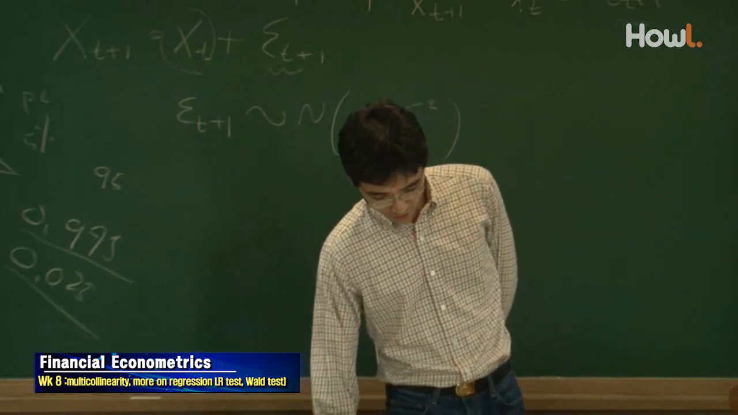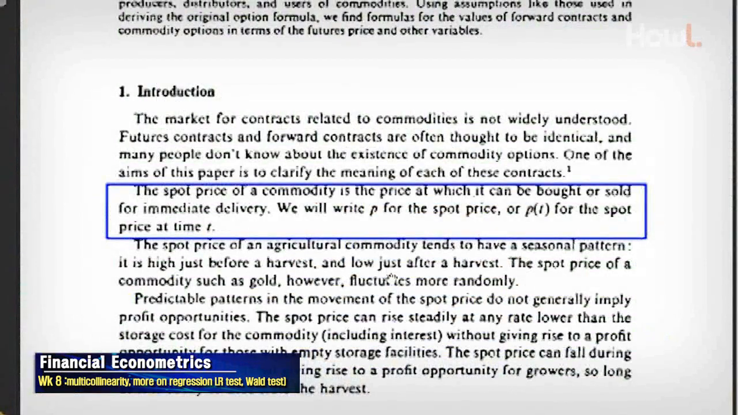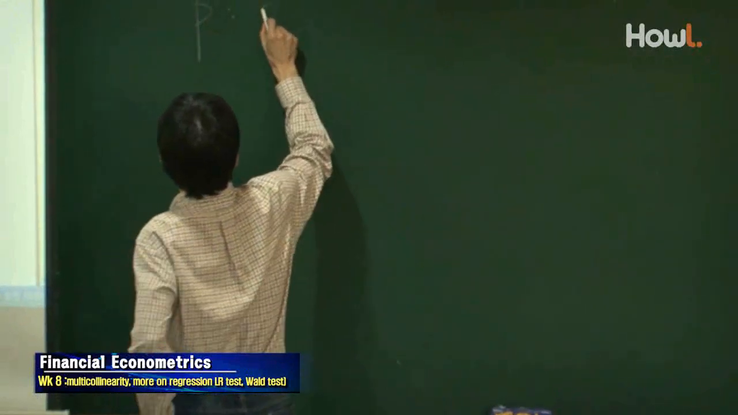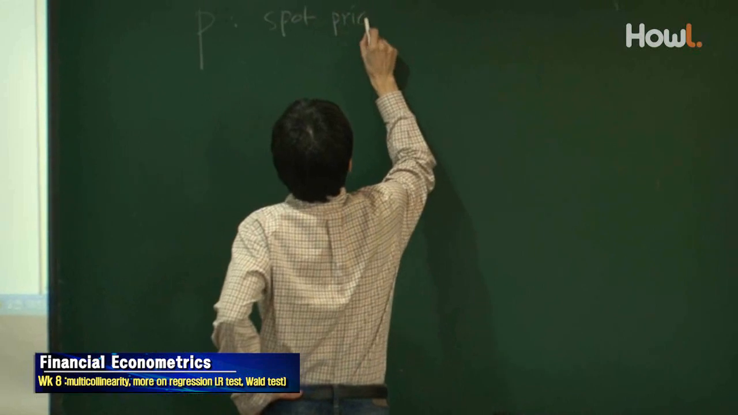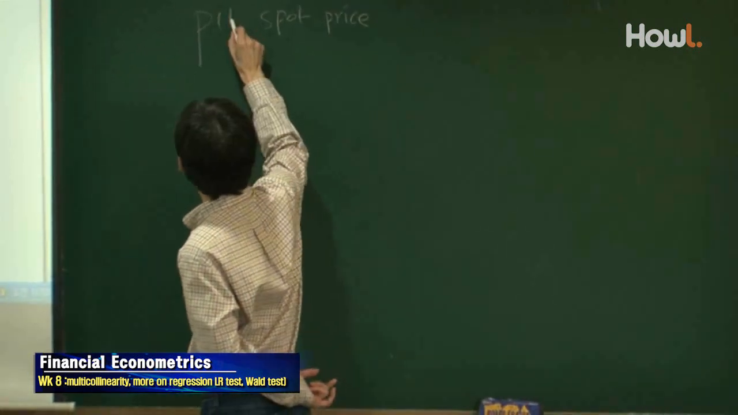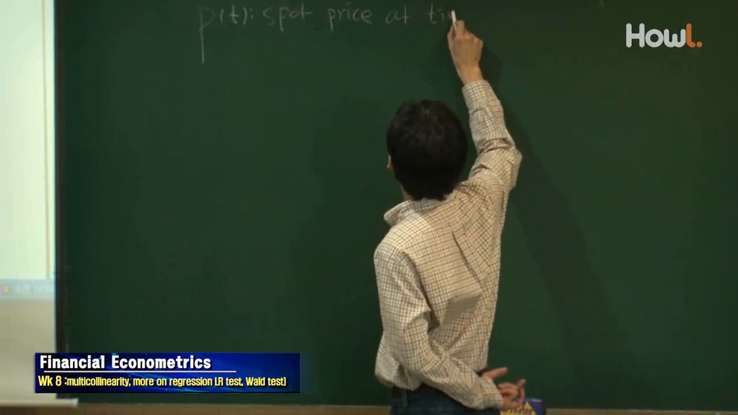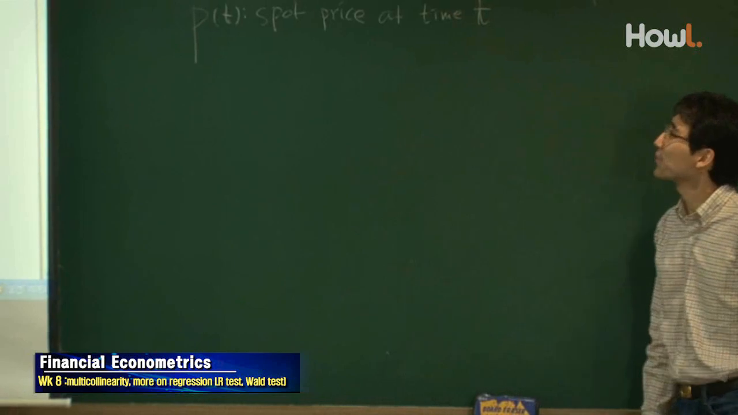Anyway, this paper is about pricing of a commodity contract, and we need some notation. The spot price of a commodity means the price at which it can be bought or sold for immediate delivery. You already know that. So this is the definition of spot price. For simplicity, let P denote the spot price. P is the spot price, and P_t is the spot price at time t.